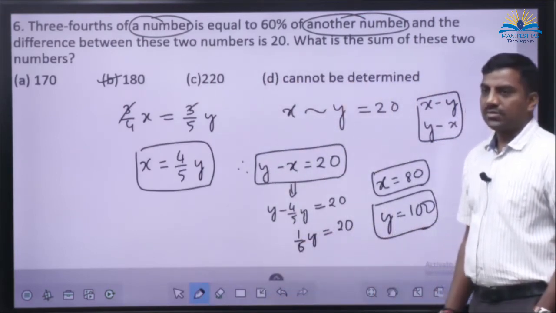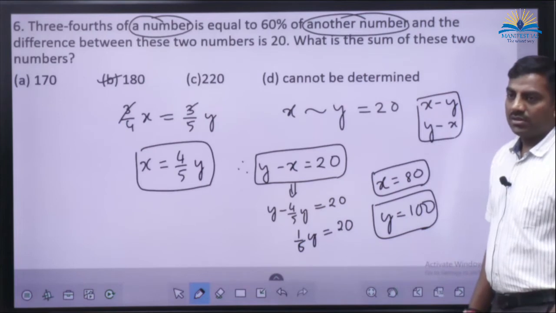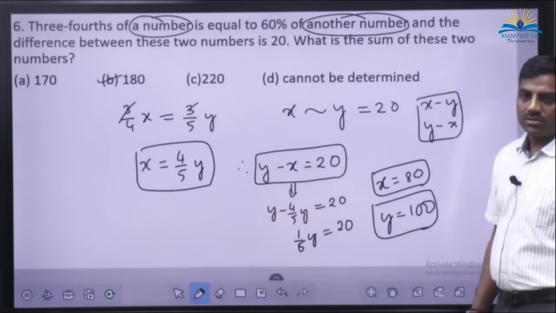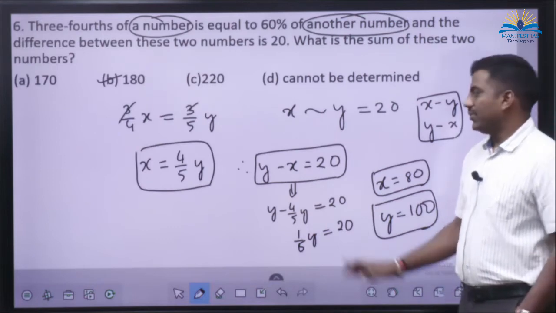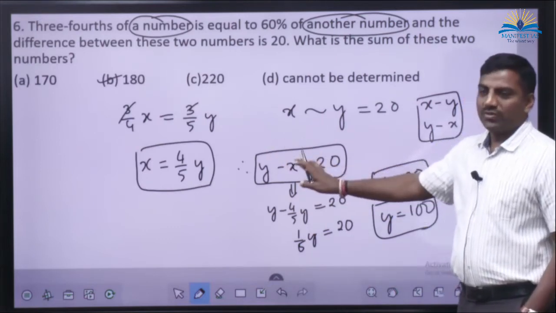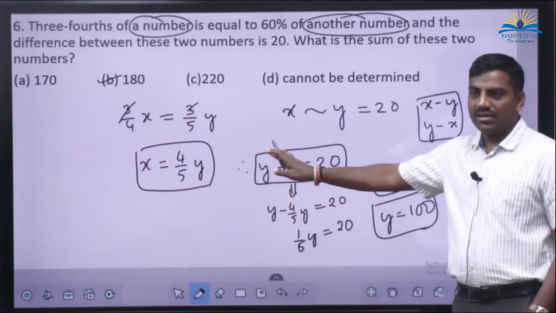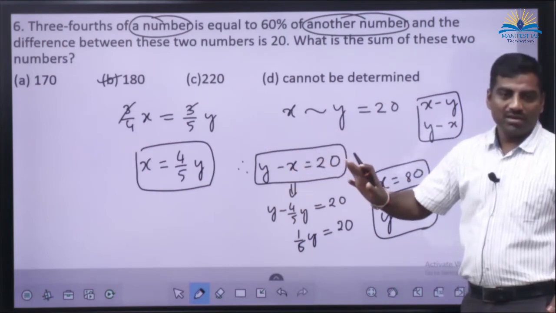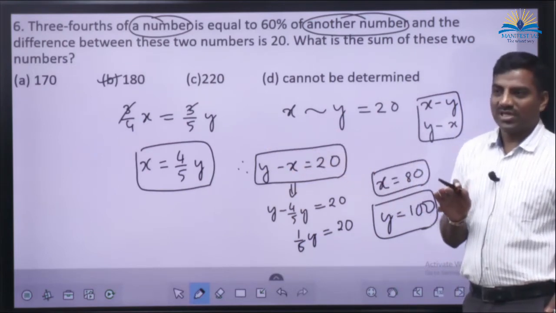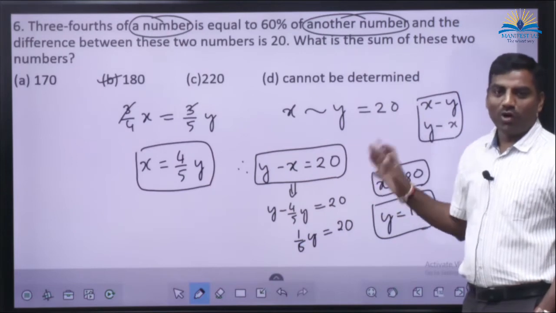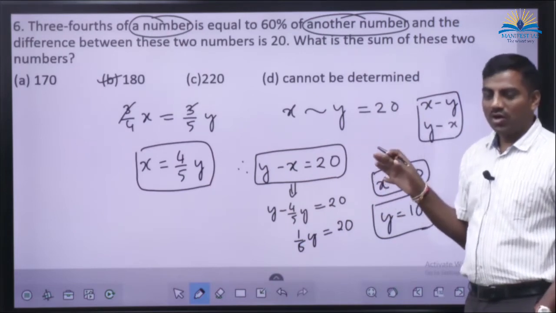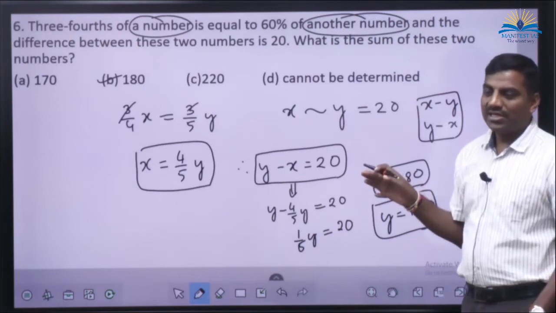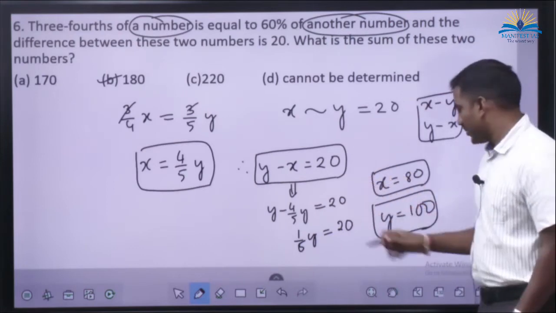Yes? No issues? Tell me if you have issues. See, this solution, when two equations are there, finding x and y, you should do. I should not be doing it all the time. You should do it either by substitution method or by parallel cancellation method. You should do it. Okay?